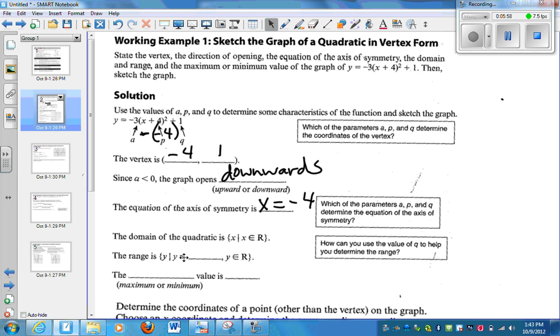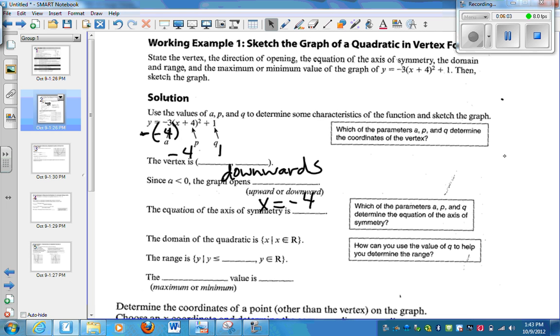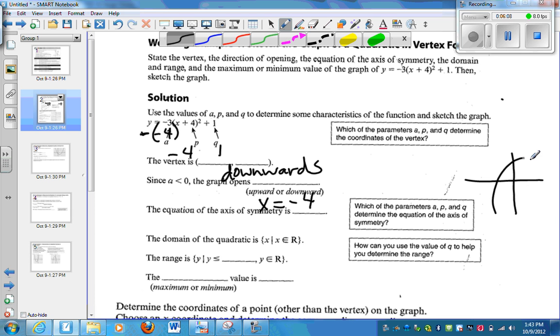The range. Well, since it's downwards, it's as if you have your parabola here, and it's going to be all the y's less than your vertex. So your vertex y value was 1. So all y that are less than or equal to 1. So is there a maximum or a minimum? It looks like there's a maximum value. So there's a maximum value of 1. Y is equal to 1.